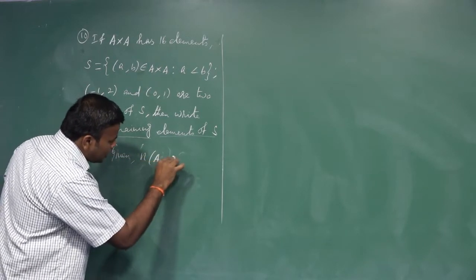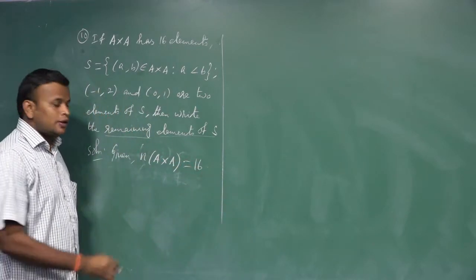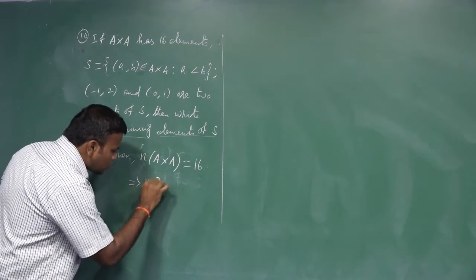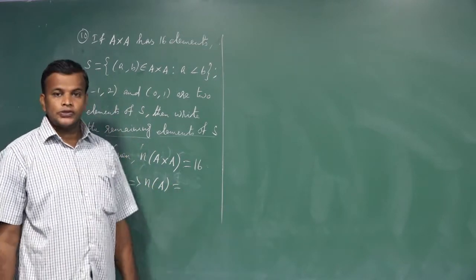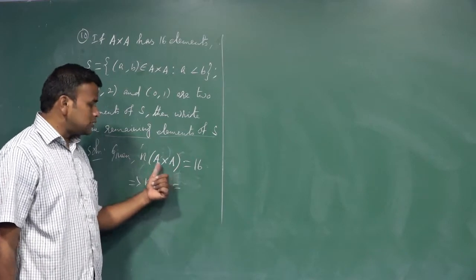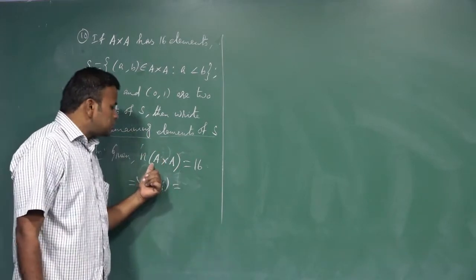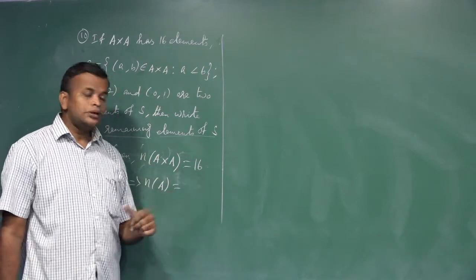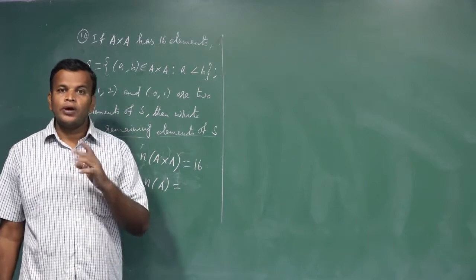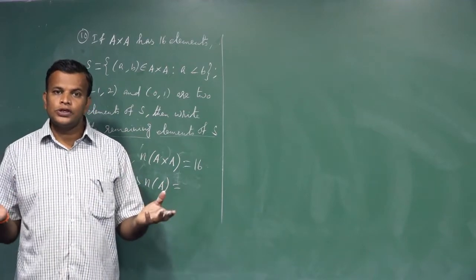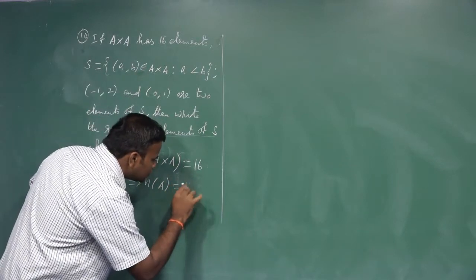Given n of A cross A is equal to 16. So in this condition, I come to the conclusion: n of A contains how many elements? Both are the same sets, so the number of elements is also the same. So the Cartesian product of all values is 16, which means each set has 4 values, because 4 fours are 16. So n of A is equal to 4.